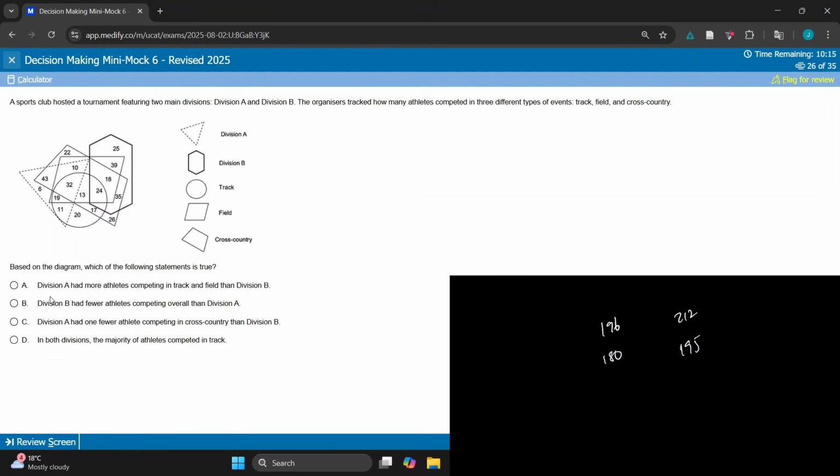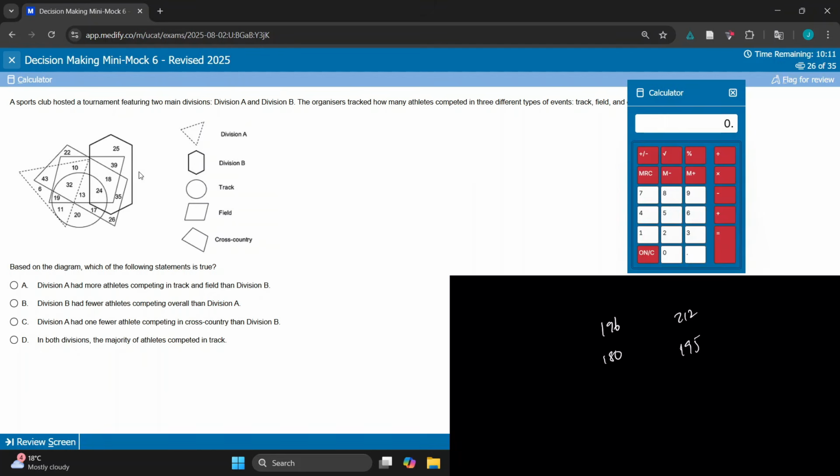Which of the following statements is true? In both divisions, Div B had fewer athletes competing overall than Div A. So Div A and Div B. So that's 25 plus 39 plus 18 plus 24 plus 35, which is 141 for Div B. And then for Div A, it's going to be 53 plus 6, 59 plus 32 plus 30, which is 121. So Div B had fewer athletes is wrong.